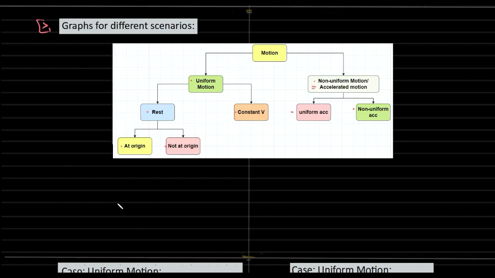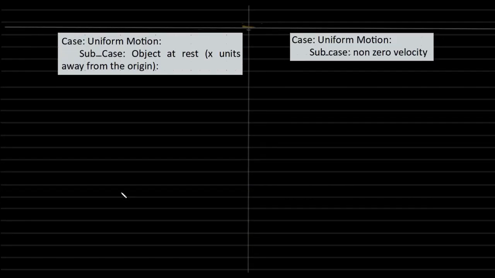Now, what if the object is not at the origin, but it's at rest somewhere else? Say you're waiting for your friends and they tell you, okay, let's meet up over there. From there, we'll go to play. So you're waiting not inside the house, but outside the house. Generally, the house is considered the origin, that is the point 0. And from there, you're not at 0, but you're a bit away, say x units away.